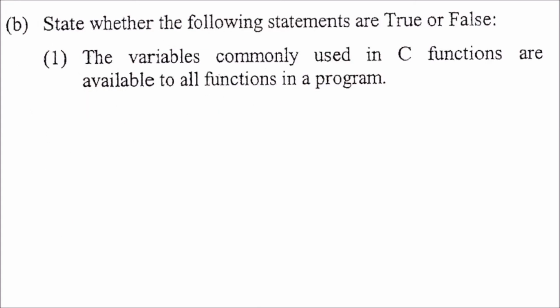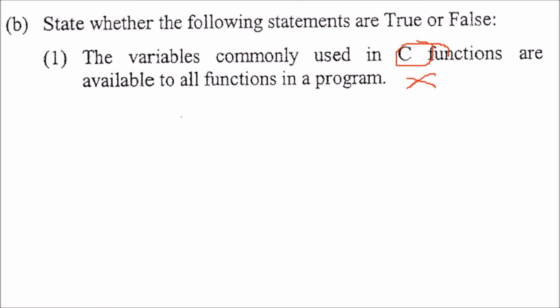State whether the following statements are true or false. The variables commonly used in C functions are available to all functions in a program. So the variables which are used in C functions are available to all functions in a program. This is absolutely wrong. There is a scope for every variable. If it is inside some block, it is not available outside the block. If it is inside some function, it is not available outside the function.